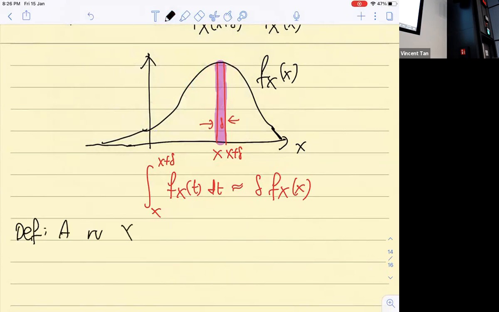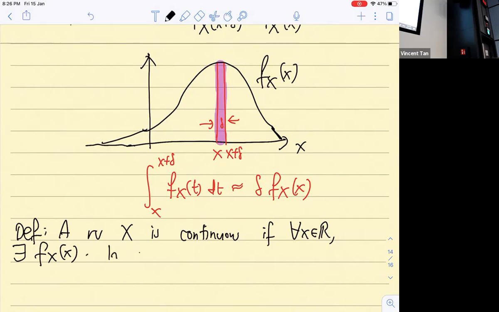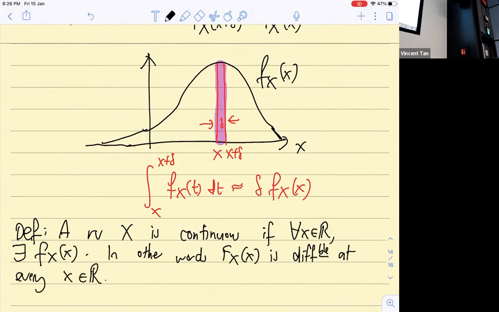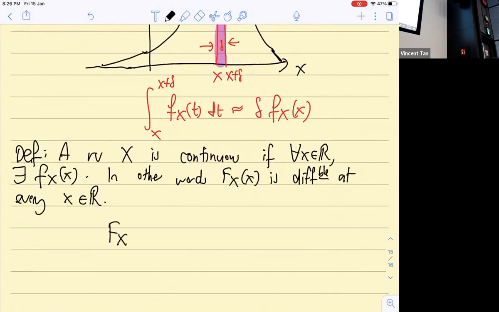A random variable X is said to be a continuous random variable if for every x in R, there exists this function fX, in other words, the cumulative distribution function is differentiable at every x in R. In this case, FX of x can be written as the integral of the PDF up to x.